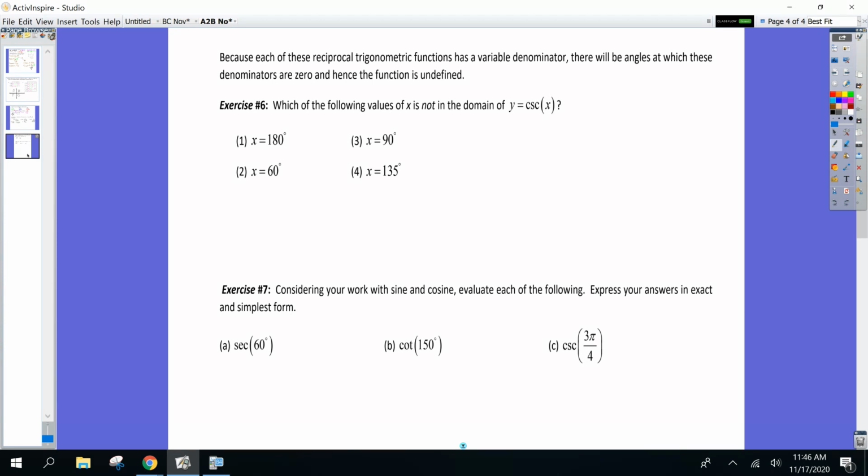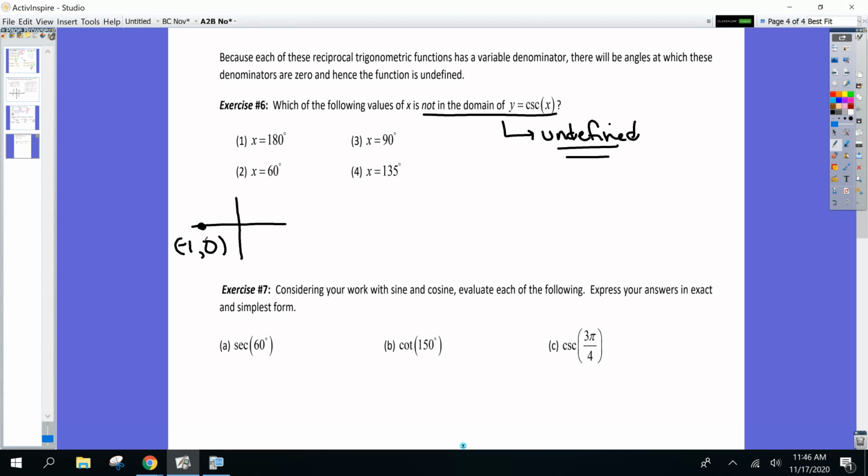That's what I want for example number 6. Which value is not in the domain? Basically what I'm asking is, guys, where is it undefined? Okay? Where is cosecant undefined? You ready to go through the choices with me? 180. All right, everyone go. 180 on the unit circle. What do you got? What's the coordinate?